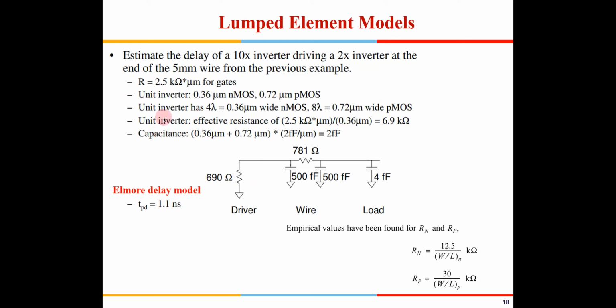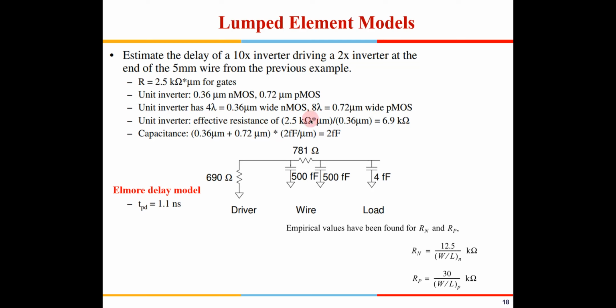Here, if you see the unit inverter, it says it is 0.36 micrometer NMOS and 0.72 PMOS, so that the resistances are equal. So the PMOS size is twice for a unit inverter. Now let's see what is written here. Unit inverter effective resistance is 2.5 kilo ohm per micrometer. Okay, now if it says that unit inverter has got 2.5 kilo ohm, right?